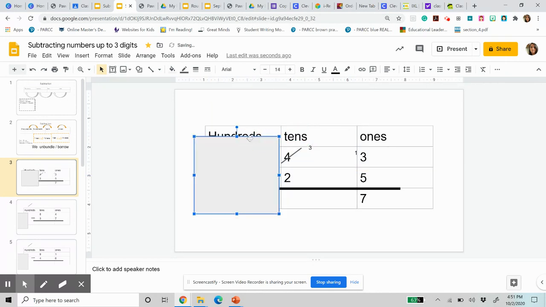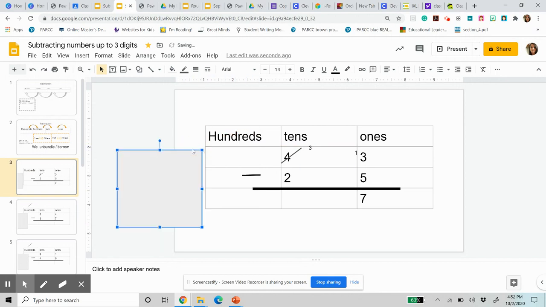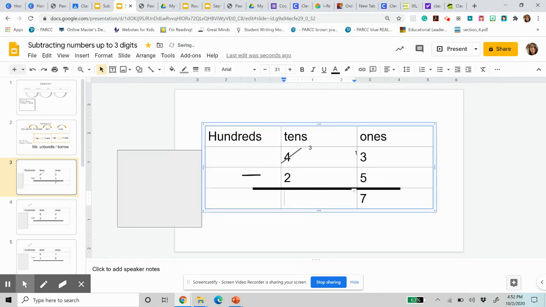Move our paper over. And now we have 3 tens and we want to take away 2 tens. So come up with a number in your head. And did you come up with 1, right? 3 take away 2 is 1, right? All right, so that's what we did.